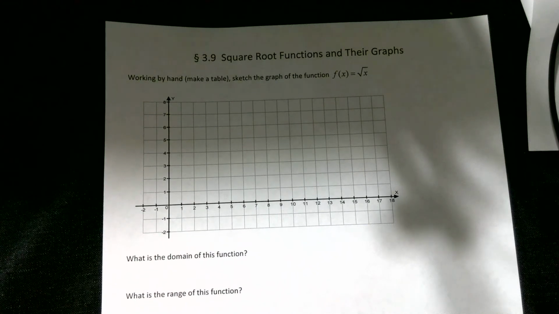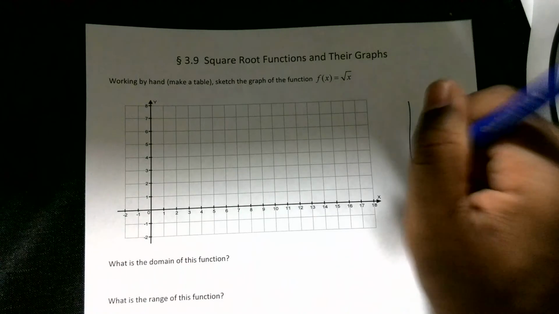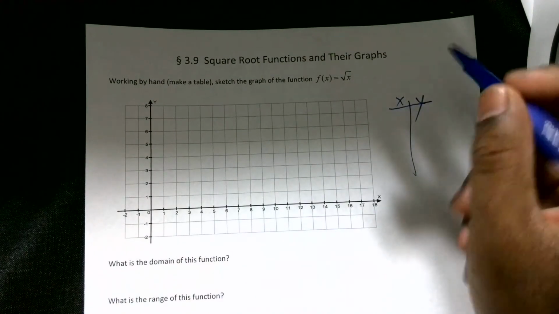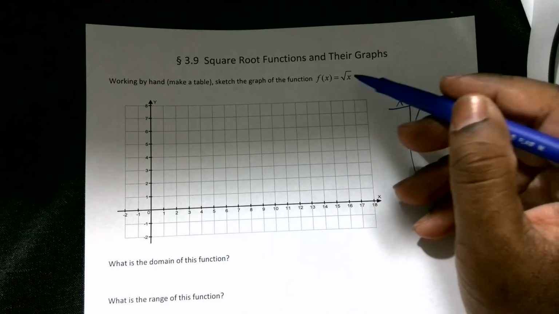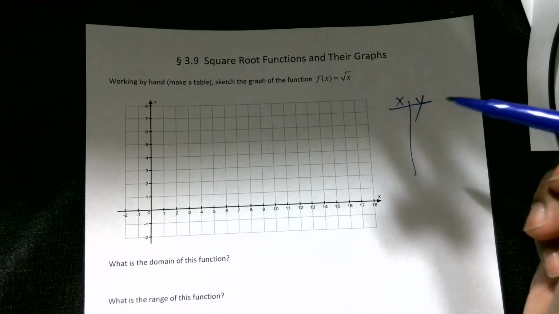Hello class, we're about to start section 3.9, square root functions and their graphs. Working by hand, make a table and sketch the graph of the function f of x equal to the square root of x. Since we're asked to make a table, we make an x-y table, and we will put in values in order to find out what f of x equals the square root of x looks like on the graph.